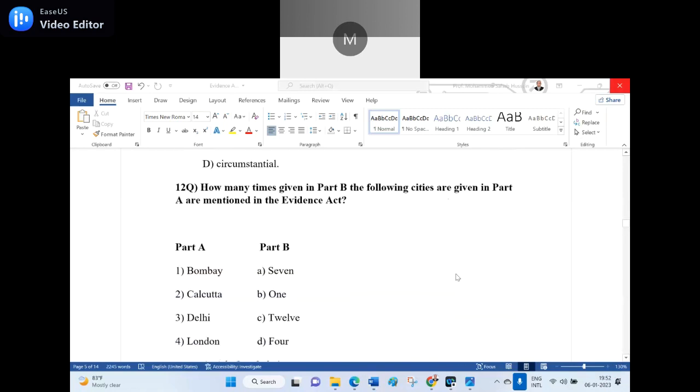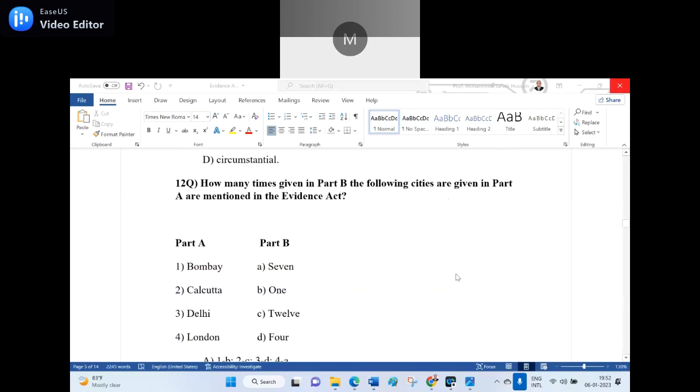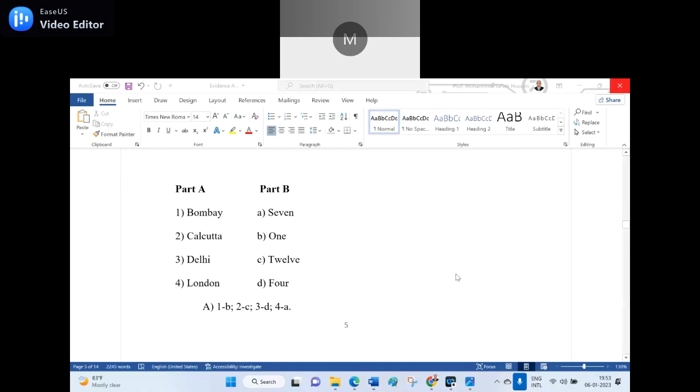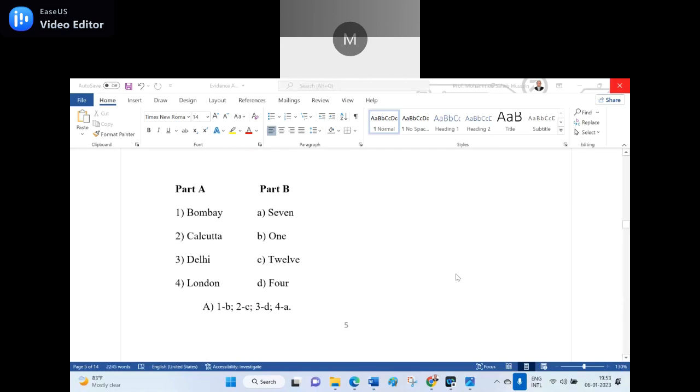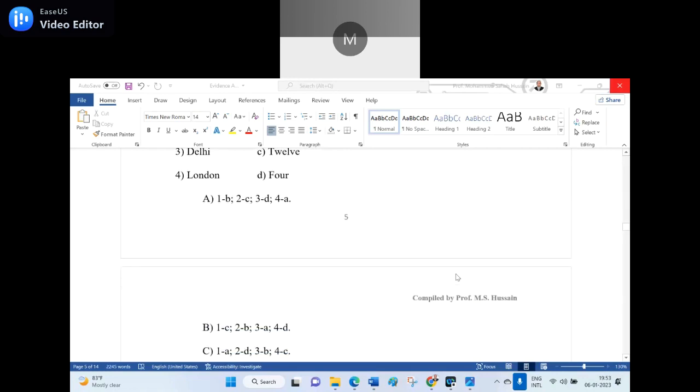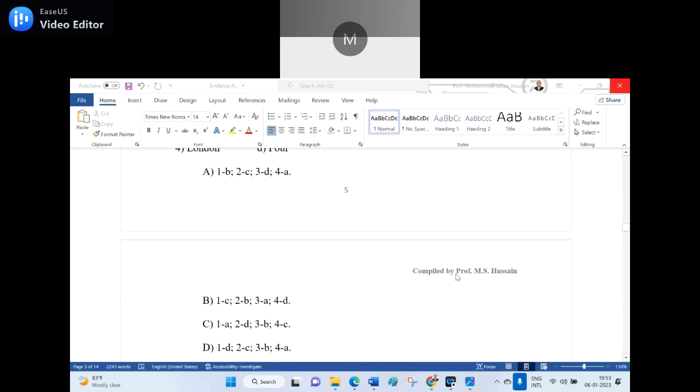Okay, that 12th question. How many times are the following cities given in part A mentioned in the Evidence Act, as given in part B? Part A: 1, Bombay. 2, Calcutta. 3, Delhi. 4, London. Part B: A, 7. B, 1. C, 12. D, 4. I already gave that hint to you. So now I am sure that you can shoot it properly. A, 1B, 2C, 3D, 4A. B, 1C, 2B, 3A, 4D. C, 1A, 2D, 3B, 4C. D, 1D, 2C, 3B, 4A.